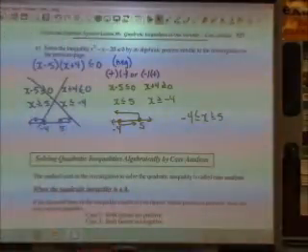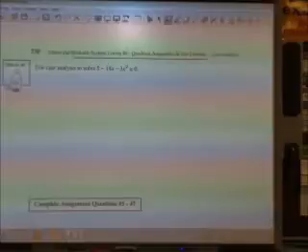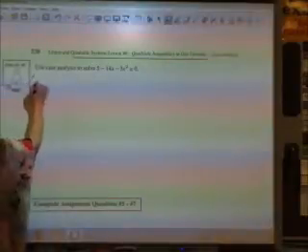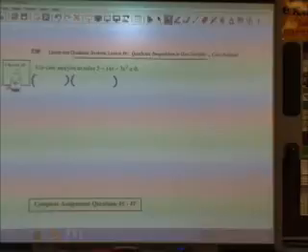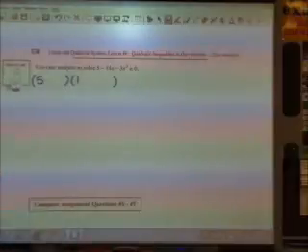So we have one last example to go through. Use case analysis to solve the inequality 5 minus 14x minus 3x squared. So if we were to factor this, how would I get the 5? 5 and 1. How am I going to get the 3x squared?